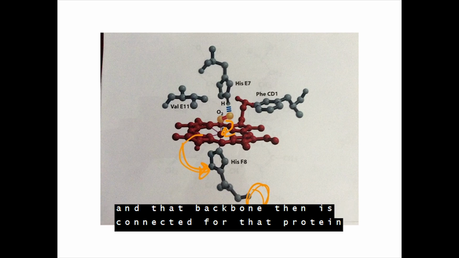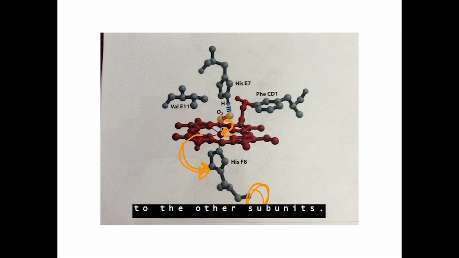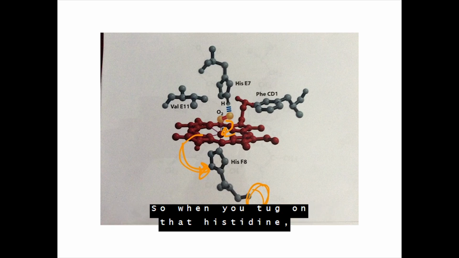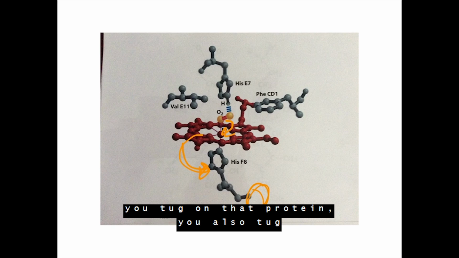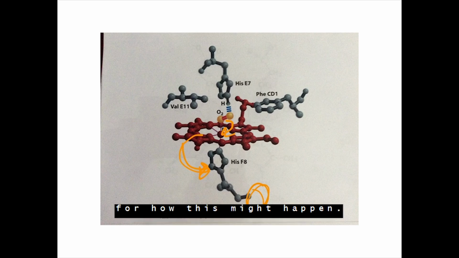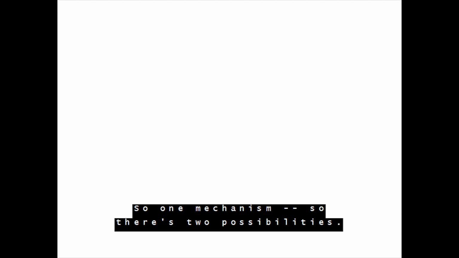And that backbone, or that protein that the oxygen bound to, is connected through ion pairs to the other subunits. So when you tug on that histidine, you tug on that protein, you also tug on the remaining three proteins as well. And there are two reported mechanisms for how this might happen. So there's two possibilities.